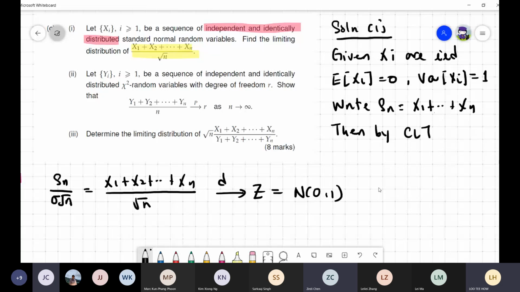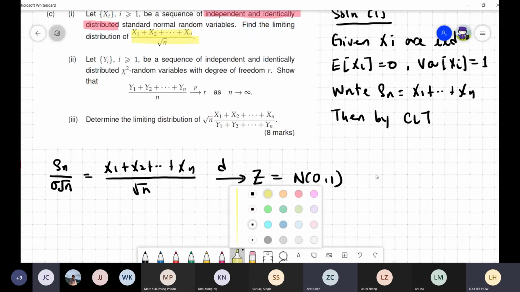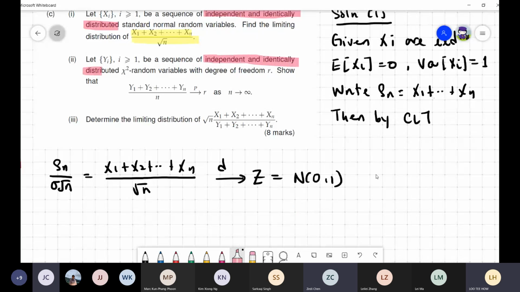Okay, now we look at part 2. Again, we have IID distributions, but now instead of standard normal, we have a chi-square, and the degrees of freedom is equal to r. So I want to show that this one converges in probability to r. Okay, so we look at part 2.